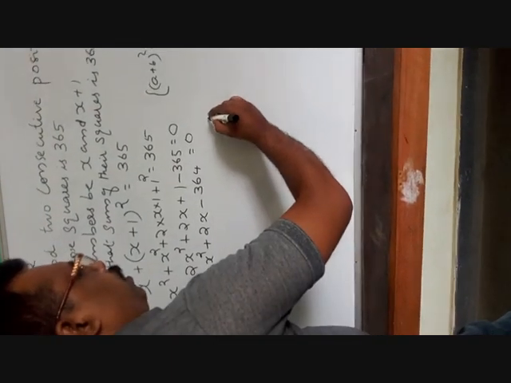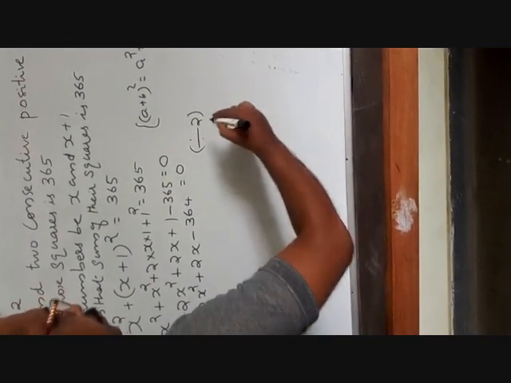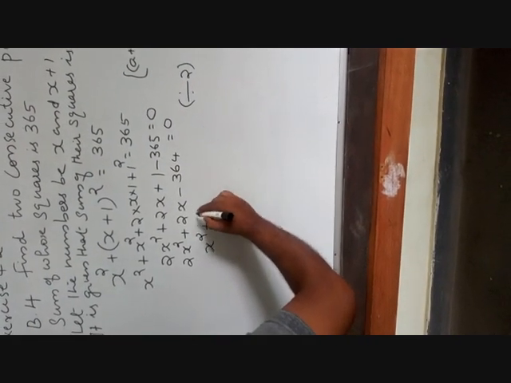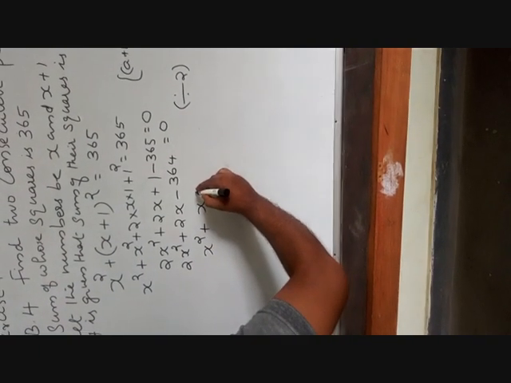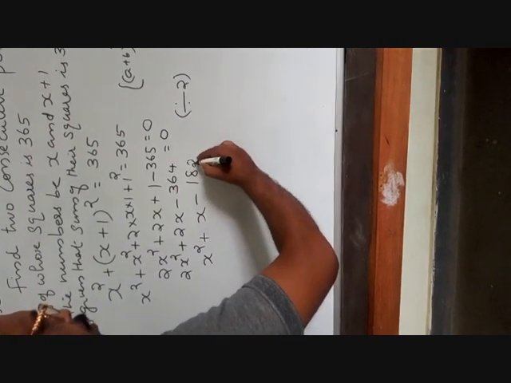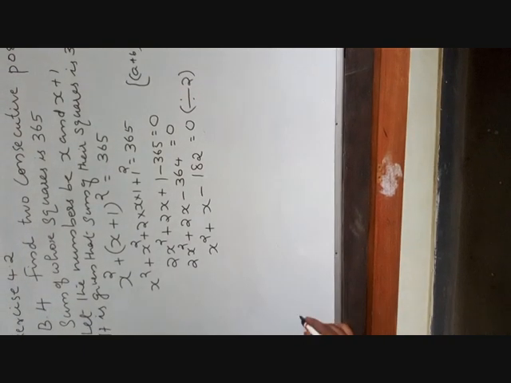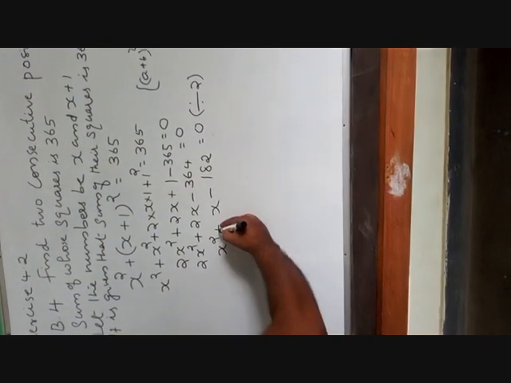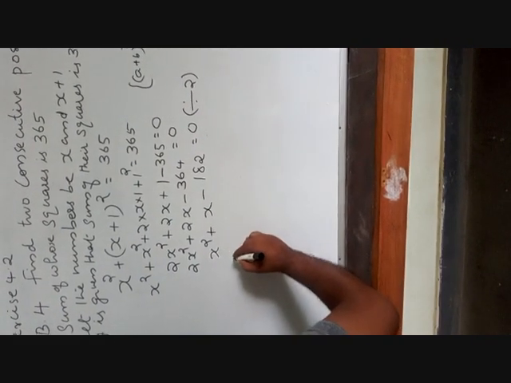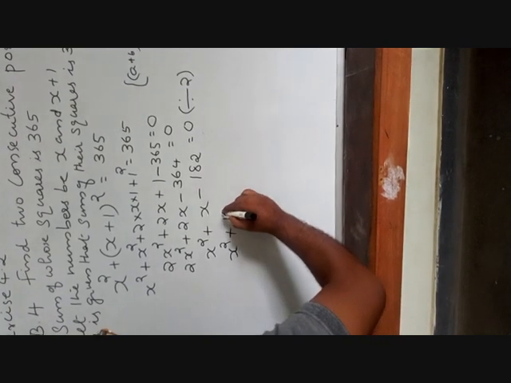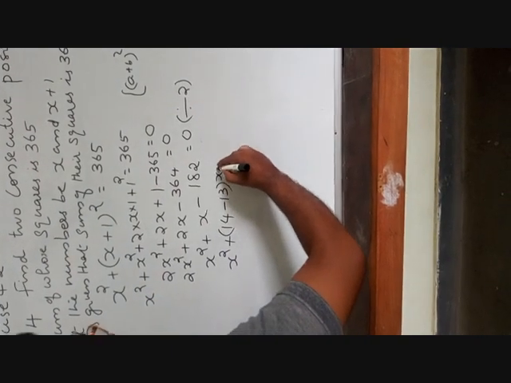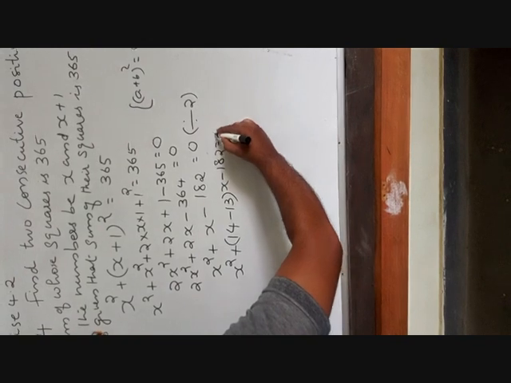We can divide all the terms by 2. That is 2x square by 2, x square, plus 2x by 2, x, minus 364 by 2, 182 is equal to 0. Here we can split the middle term. Middle term is 1x. 1x we can split like this, x square plus 14 minus 13, 14 minus 13 is 1, 1x minus 182 is equal to 0.